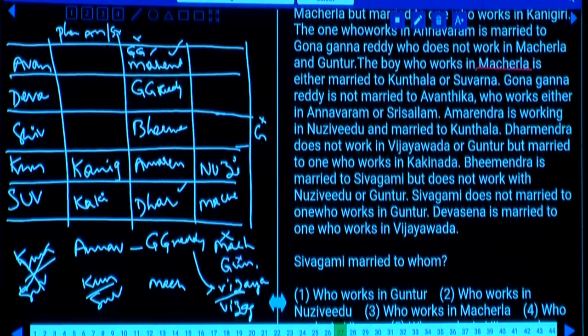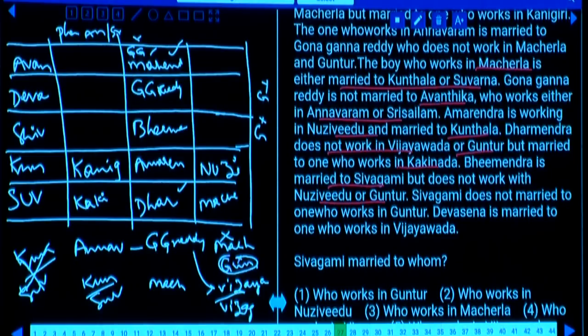The boy who works in Machalla is married to either Kuntala or Suvarna. Goan Ganna Reddy is not married to Avantika, who works either in Annavaram or Srisailam. Amarendra is working in Nujivid and married to Kuntala. Dharmendra does not work in Vijayawada or Guntur, but is married to the one who works in Kakinada. Bhimendra is married to Sivagami, but does not work in Nujividu or Guntur. Hence Guntur cannot be at this place, and Guntur cannot be here because Goan Ganna Reddy is also not working in Guntur. Hence where should this Guntur be?